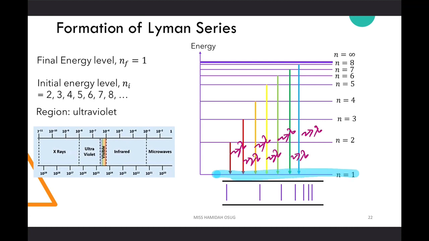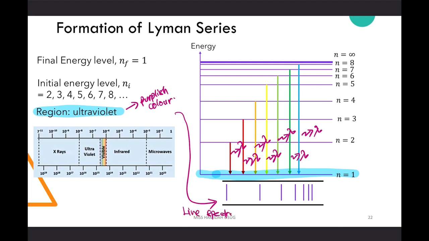As you can see there, all the electrons will drop to n equals to 1. So this will form Lyman series in which it will drop into the same region, which is ultraviolet region. So in ultraviolet region, it will give a purplish color on the line spectrum. To confirm that this is a Lyman series, you must look that all the electron is dropping to n equals to 1. So this is a Lyman series, and the first line should be electron dropping from n equals to 2 to n equals to 1.